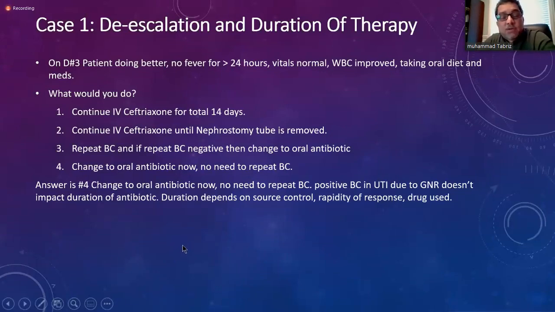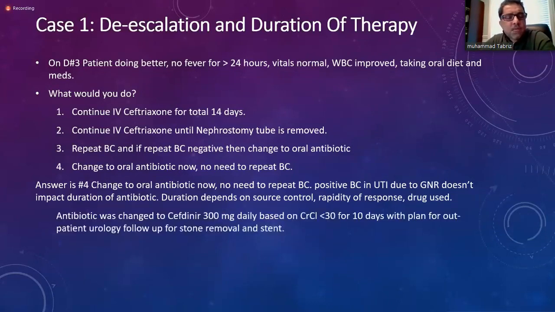In Staph aureus bacteremia, you have to repeat the blood culture no matter what. And there is some implication, we'll talk about it in the future. So it depends on the clinical improvement and source control and how the patient is doing. And obviously what kind of drug you use, if you have an oral antibiotic available for that particular drug. So this patient's antibiotic was changed to cefdinir, which is similar to ceftriaxone, a third generation oral antibiotic.